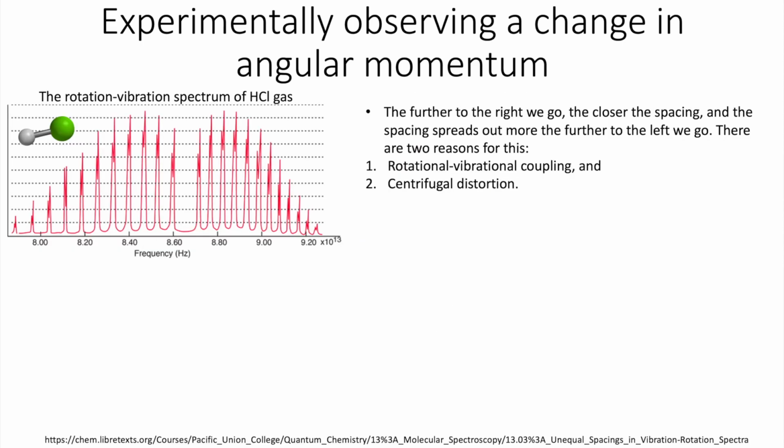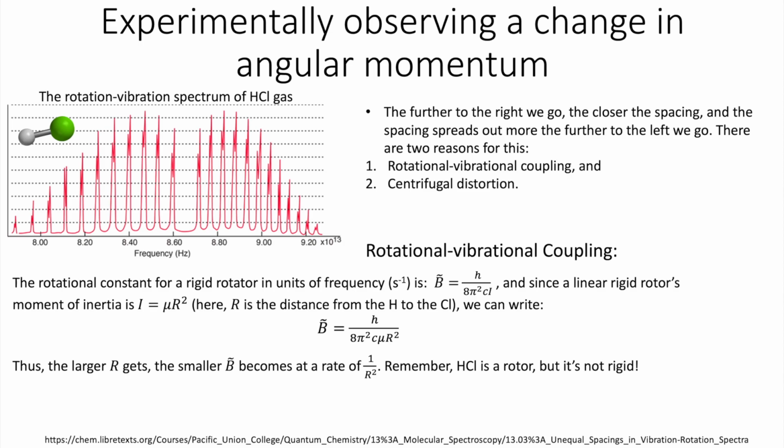So in a nutshell, there are two reasons for this discrepancy in the spacing. One is rotational-vibrational coupling. Basically, these two things affect each other, that's the coupling. And the other one is centrifugal distortion. Now let's think about why the rotational and vibrational aspects are coupled here.